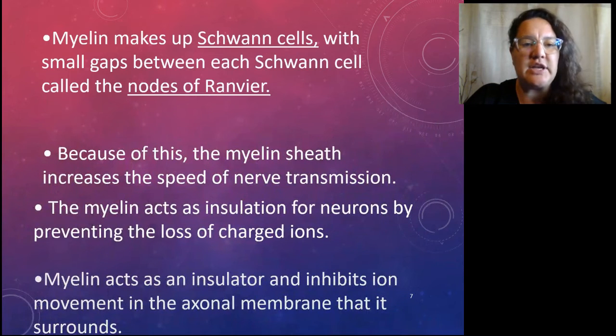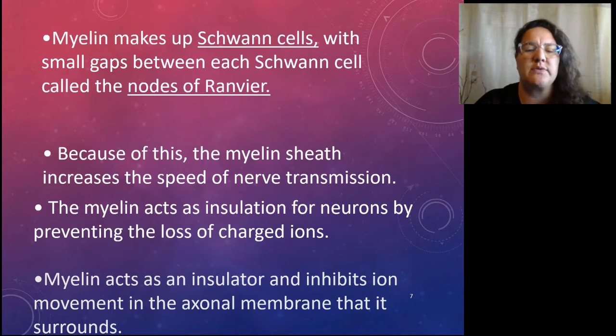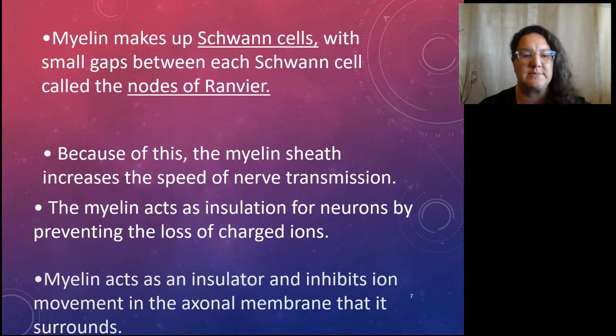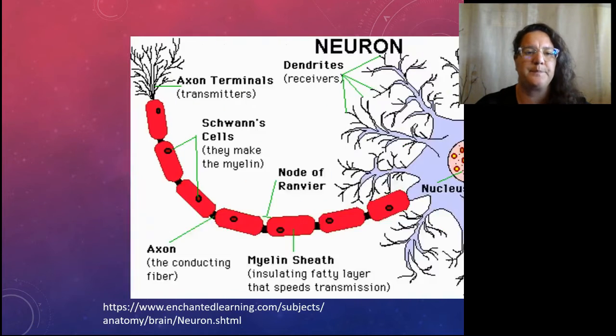A myelin sheath is made up of Schwann cells with small gaps in between, and those small gaps are known as the nodes of Ranvier. The myelin sheath increases the speed of nerve transmission because the Schwann cells insulate the nerve and allow transmission to occur only at the nodes of Ranvier, which prevents the loss of any charged ions and allows for faster neural transmission. This also inhibits ion movement in the axonal membrane. So it is a very effective way of increasing neural transmission.